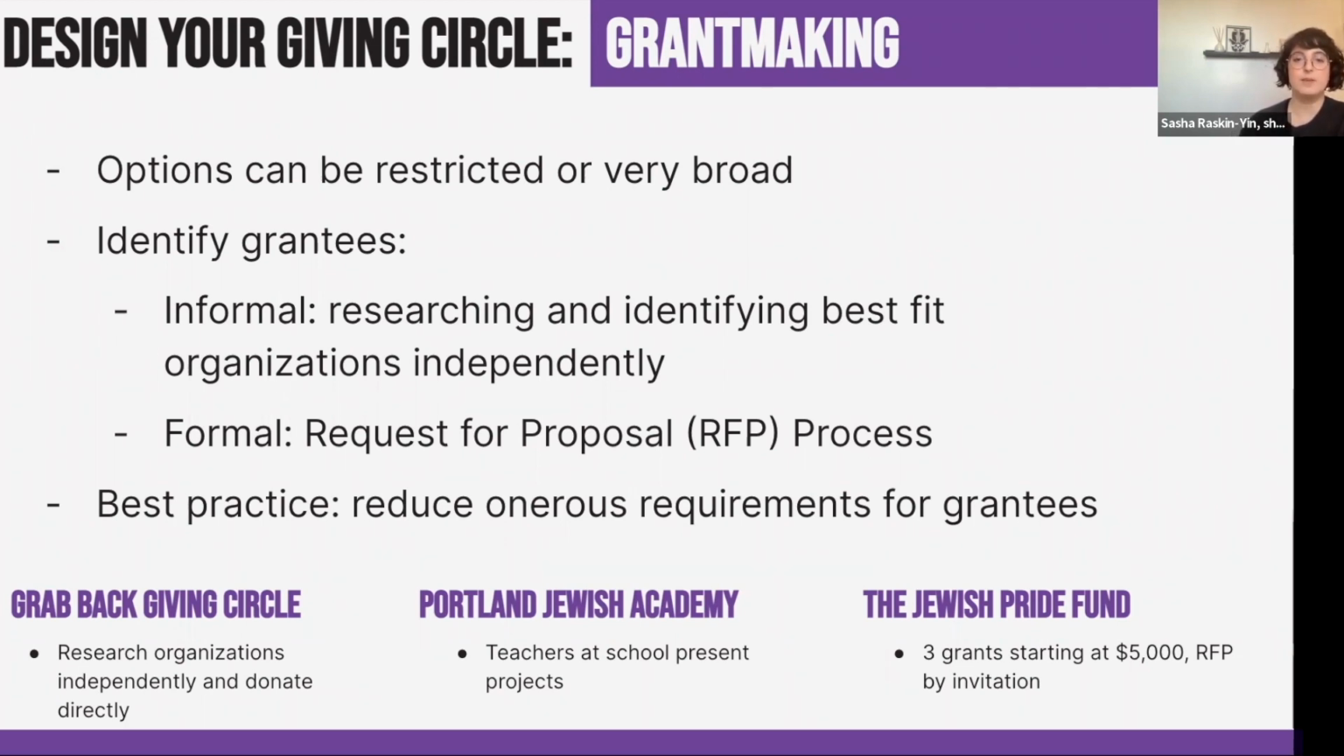Your grant options can be restricted, for example, to programs within your organization or school, like at Portland Jewish Academy, which only funds 2 programs within the school. You can also grant to only existing grantees of your organizations, or your grant options can be very broad, like with the Jewish Pride Fund and Grab Back Giving Circle, which donate to any mission-aligned organization that falls within their focus area. Build in some time for your leaders to vet your grantees and pull out any that don't meet basic requirements for a giving circle before members review them to prevent wasted time.